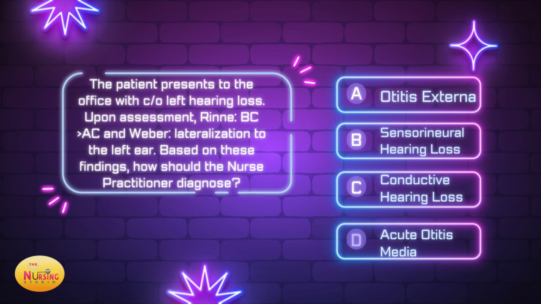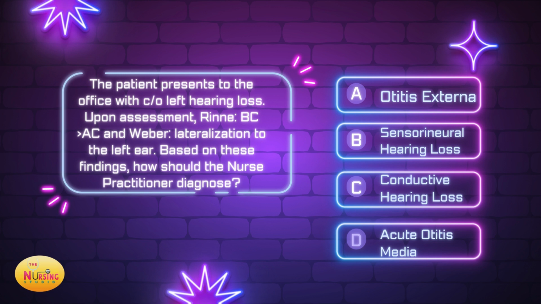All right, so then we go to Weber. When you do the Weber exam, you're going to strike your tuning fork, place it in the center of their forehead at the top, asking them if the sound lateralizes to either ear. It should not. They should hear it equally in both ears. But with conductive hearing loss, the sound will lateralize to the affected ear, to the ear they're complaining about. So here you see that is what happened. The sound lateralized to the left ear that they complained of.